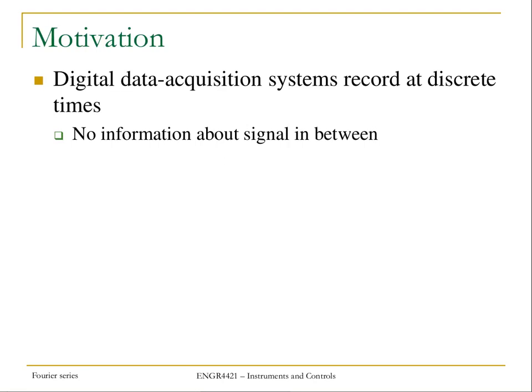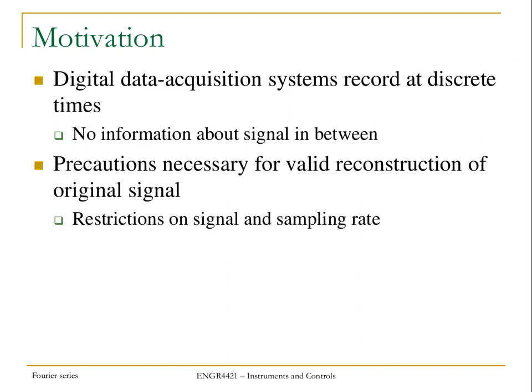When we take measurements with a digital computer, we will record the signal values at discrete times. In between those sampling times, we have no information about the signal. This necessitates taking precautions whenever we make measurements so that we can get a valid reconstruction of the original signal. These precautions mean restrictions on the signal and the sampling rate, and we'll look at that later when we talk about data acquisition.